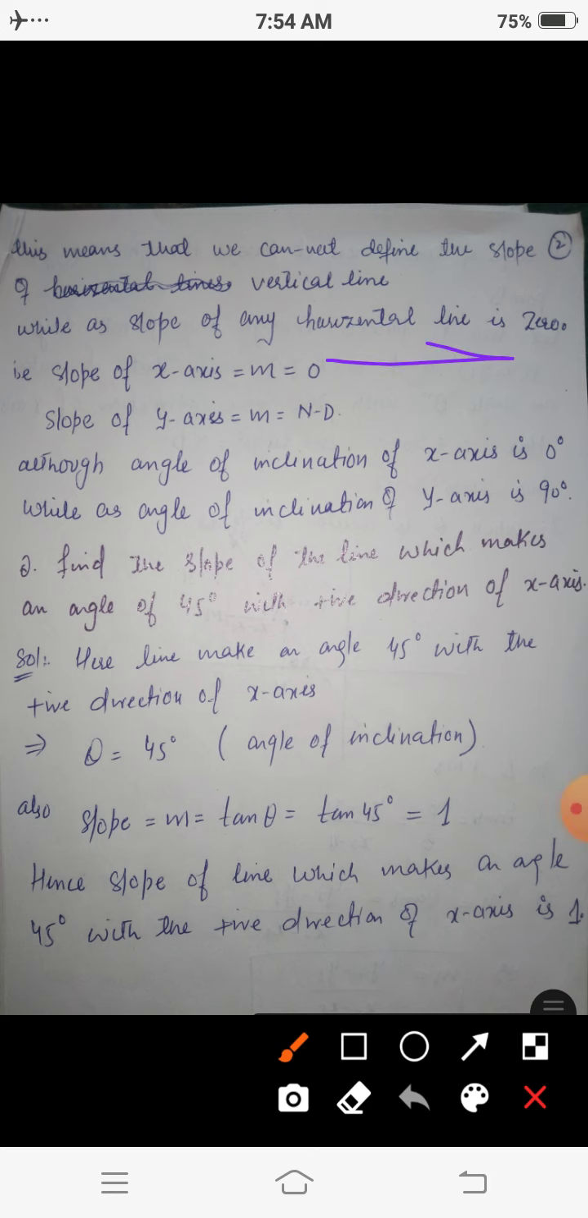Hence the slope of the x-axis is 0, while the slope of the y-axis, because the y-axis is a vertical line, is not defined; we cannot define the slope for such lines. Although the angle of inclination of the y-axis is 90 degrees.